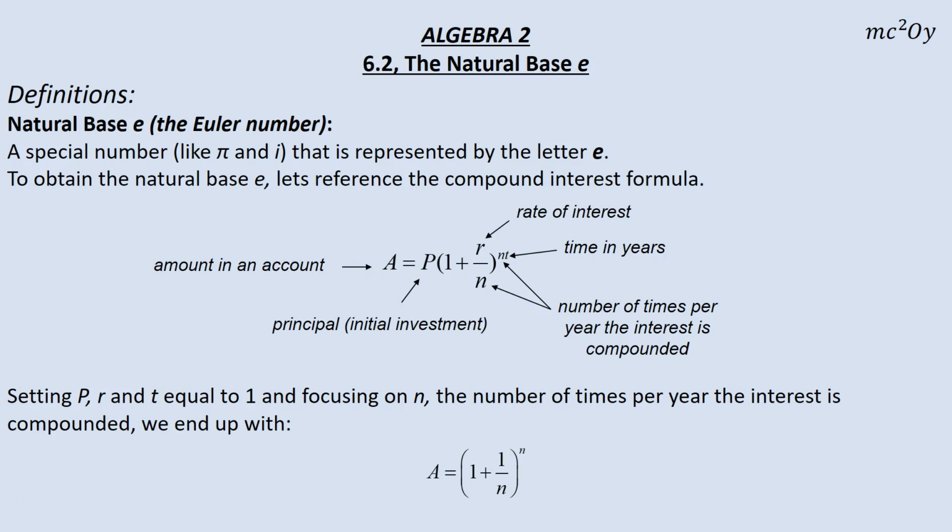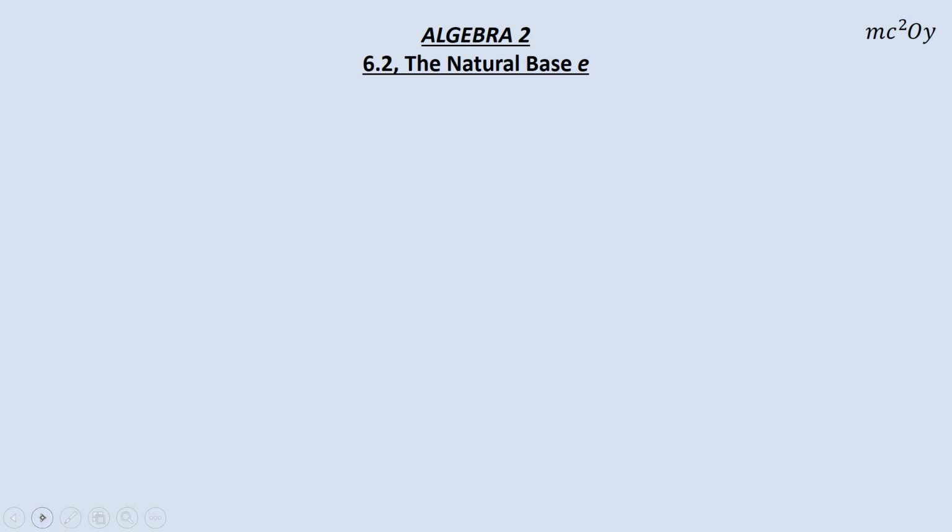To obtain the natural base e, we're going to focus on the compound interest formula that we learned in our last lesson. I've listed it there and what each part represents. I'm going to modify it a bit by letting P, R, and T equal 1 so that we can just focus on the number of times per year the interest is compounded. So we end up with the formula A equals (1 plus 1 over n) to the n power. P is 1, R is 1, and T is 1. That allows us to focus in on n.